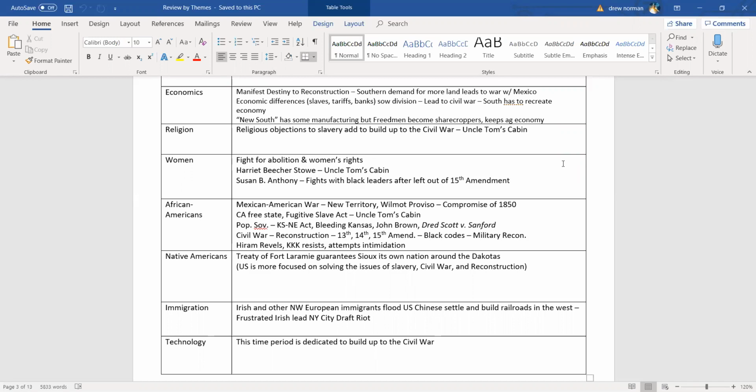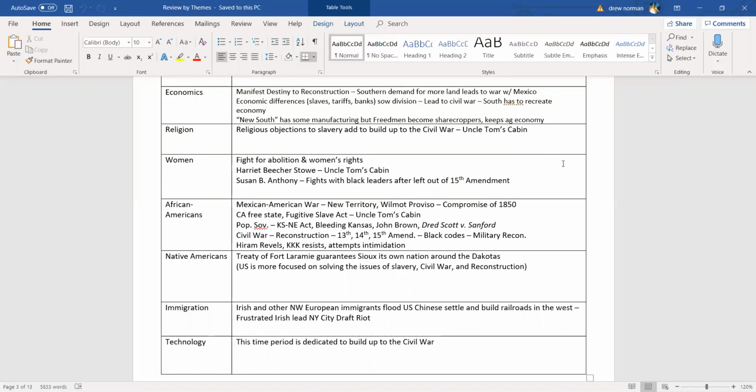The tariff is also an issue, as the South did not like tariffs, which protected industry. It only made their goods more expensive. And of course, the mistrust of banks that we've seen in previous generations continued to lead to fights. So these economic differences lead to division and eventually lead to the Civil War. Eventually, after the war, the South has to recreate its economy, because without slavery, they cannot continue in the way they had been. This leads to them forcing many freedmen to become sharecroppers.